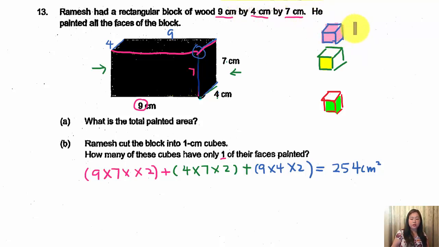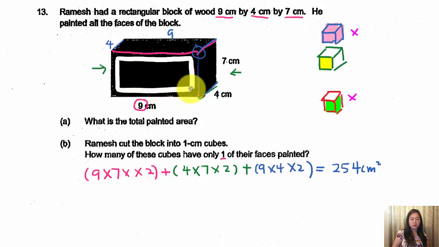So this cannot be included in our calculation, and this cannot be included in our calculation. So basically we need to find the inner area here. And how are we going to find it?